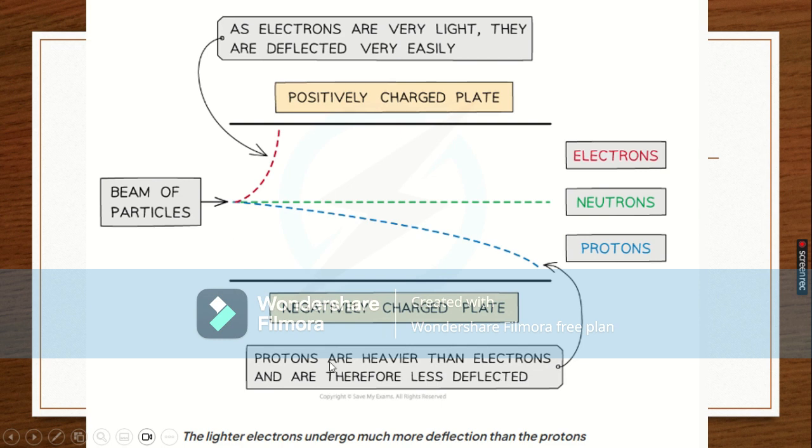Whereas if we talk about protons, protons are heavier than electrons, and therefore they are less deflected compared to the electrons. Now, if we talk about neutrons here, neutrons are passing straight between the deflection plates. No deflection at all, since they are neutral in character and are neither attracted nor repelled by the positive or negative plate. So the electric field is not affecting these neutrons. The lighter electrons undergo much more deflection than the protons, as already discussed in these points.